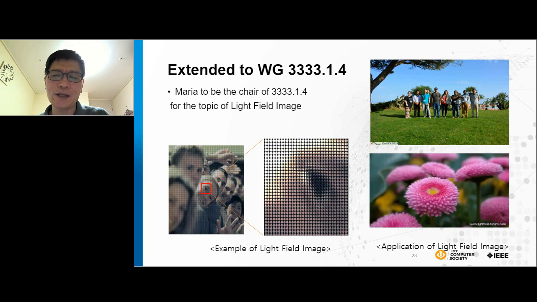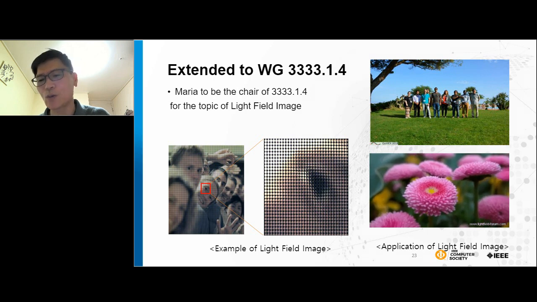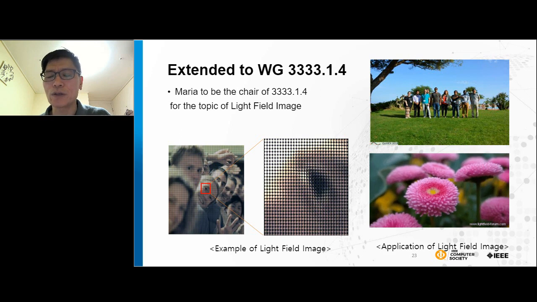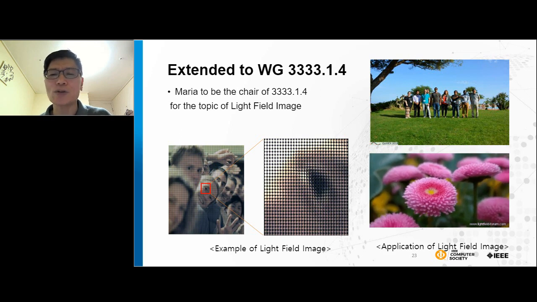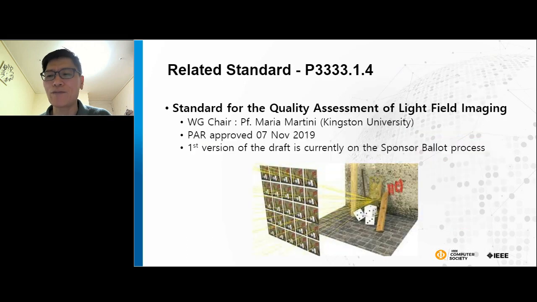So this is a camera array. Using this camera array, we can capture the image. Then we can get this light field image. This is a type of three-dimensional image capturing and an application of light field image. Maria Martini is the working group chair. She has almost finished the first version of the draft for the standard process.